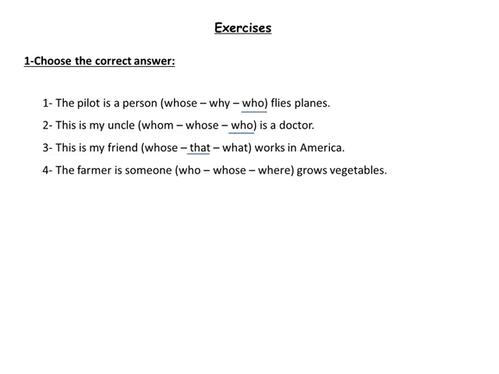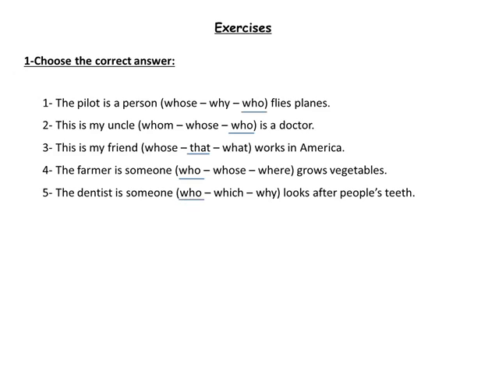Number 4. The farmer is someone whose, where grows vegetables. The farmer is someone who grows vegetables. Next, the dentist is someone why looks after people's teeth. I want to give information about the dentist. Okay, using who. Someone who looks after people's teeth.